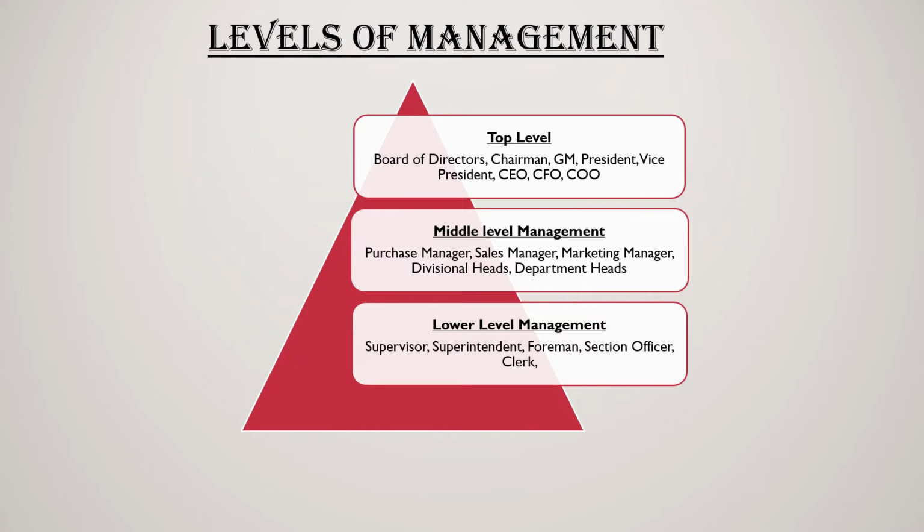The people who work at the top level are the board of directors, chairmans, GMs, presidents, vice presidents, CEO, CFO, COO. CEO means Chief Executive Officer, CFO Chief Financial Officer, and COO Chief Operating Officer. Middle level management has the heads of different departments. For example, an organization has different departments: purchase, sales, marketing. So the heads of these departments are at middle level management. Then comes the lowest level of hierarchy, lower level management. It has all the supervisors, superintendents, and foremen who basically work over the workers in the organization.